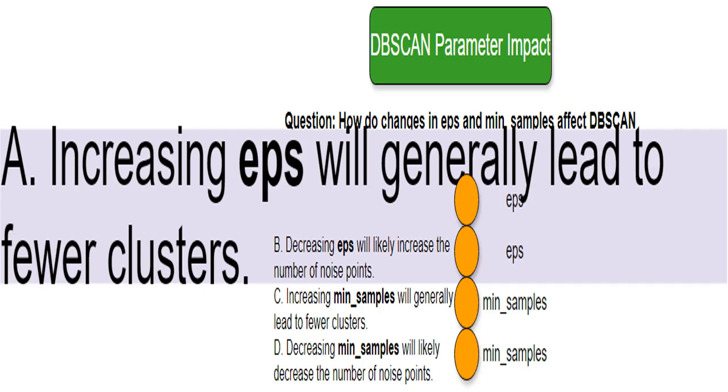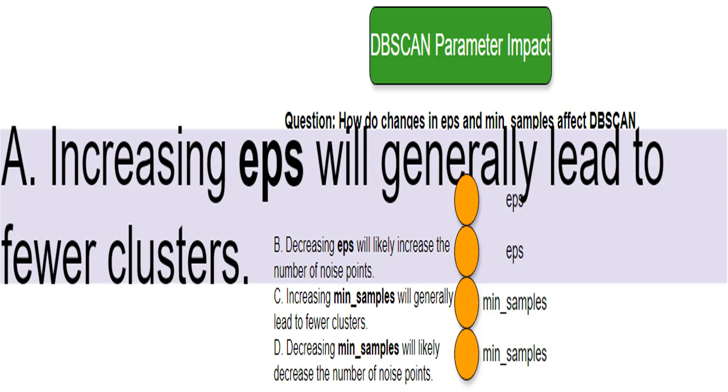This question is asking you to think critically about how tweaking those two key parameters, EPS and min_samples, directly impact the way DBSCAN groups your data points. We'll explore how changes in these settings lead to different numbers of clusters and amounts of noise points. It's like tuning a radio, small adjustments make big differences. I see this statement as true.